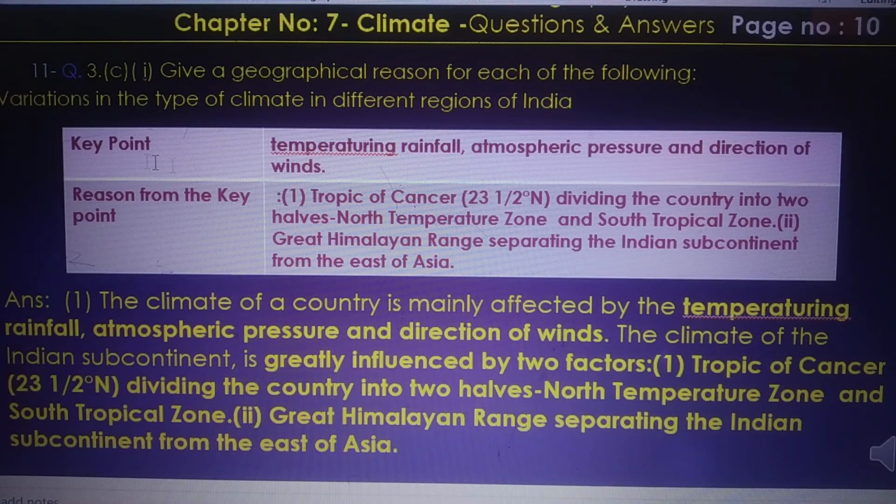And question number 11. The variation in types of climate in different regions of India. Key points: temperature, rainfall, atmospheric pressure and direction of winds. That is the key point. Reason for the key point: 1. First of all, the Tropic of Cancer, 23½ degrees north, divides the country into two halves, the north temperate zone and the south tropical zone. Point number 2, the Great Himalayan range separates the Indian subcontinent from the rest of Asia. Based on the key points, we have made the final answers.